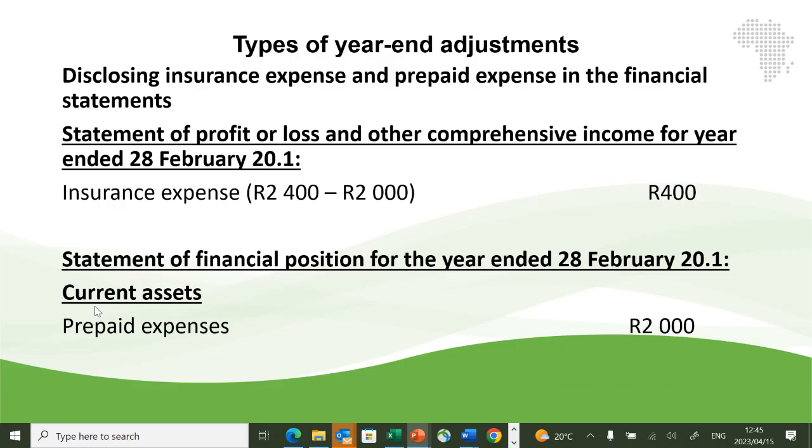assets, we'll have what? Prepaid expenses. We said a prepaid expense is an asset, so it's going to form part of your current assets. Sometimes we call this prepayments instead of saying prepaid expenses. We say these are prepayments, so it means the same thing. How much do you write here? It's 2,000. Then you are done with that.